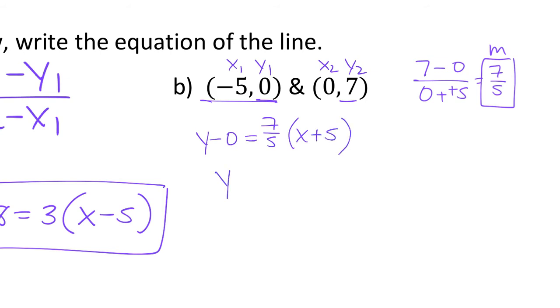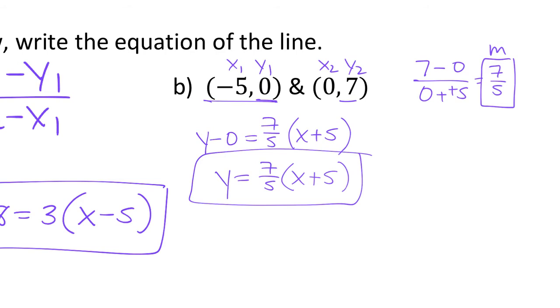But like I said, you can ditch the 0, so it would just be y equals 7/5 times x plus 5. If you leave that 0 in, I don't mark you wrong, but this would be the best answer. What'd you get if you did it the other way?